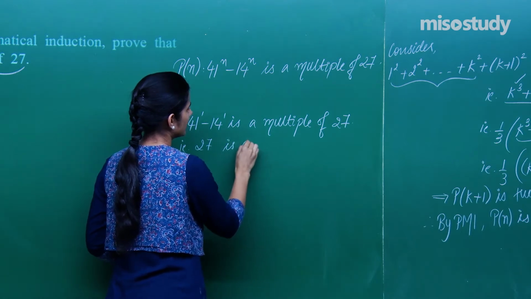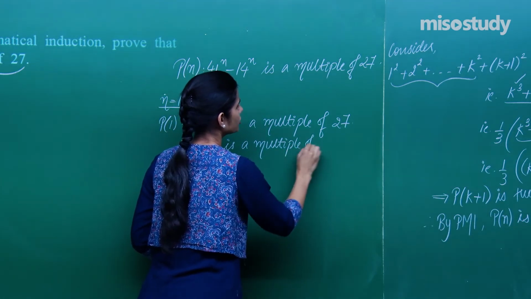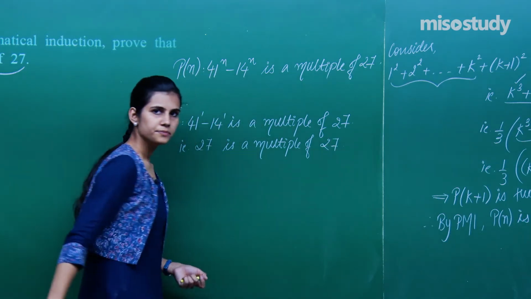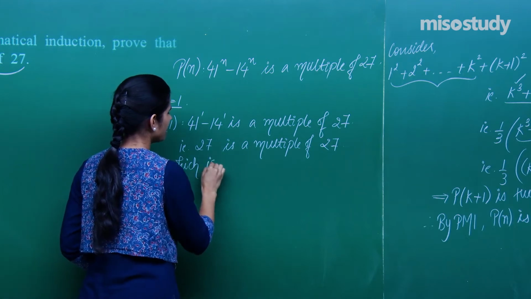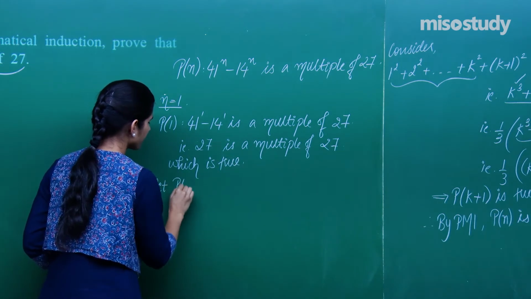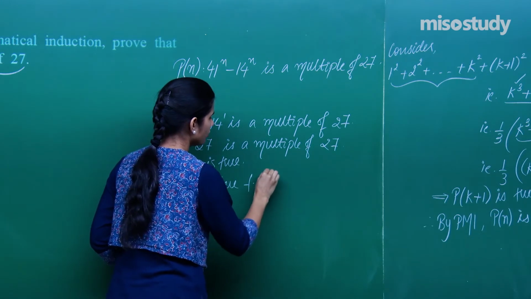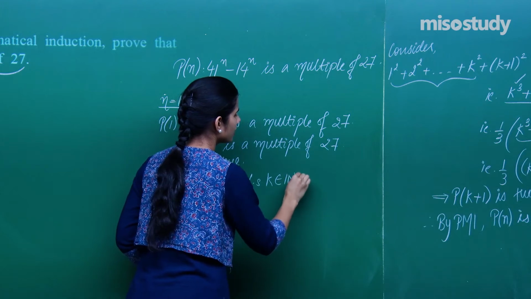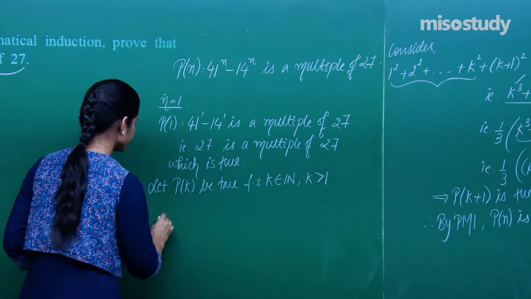27 is a multiple of 27. That is true because 27 into 1 is 27. So which is true? P1 has been established to be true. Now I will be assuming Pk is true. Let Pk be true for some natural number k where k is greater than 1, because for 1 I have already established it to be true.